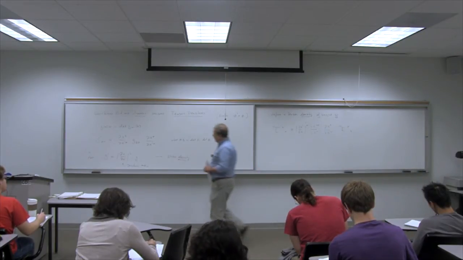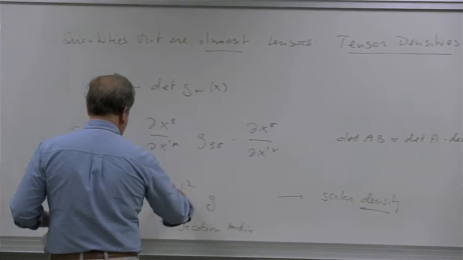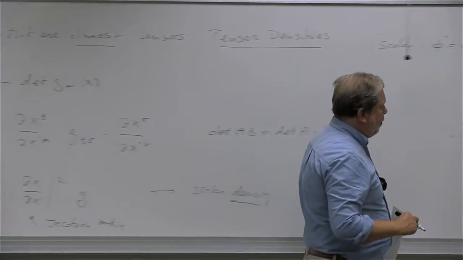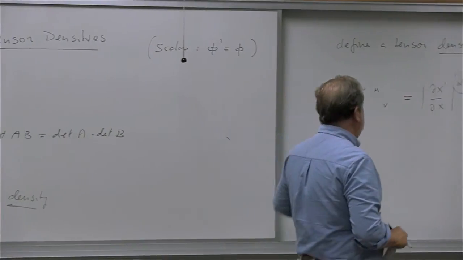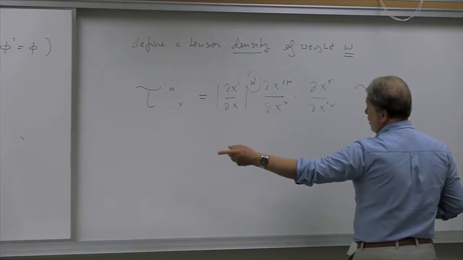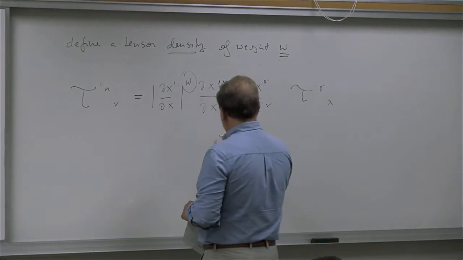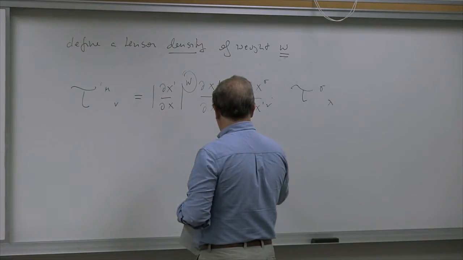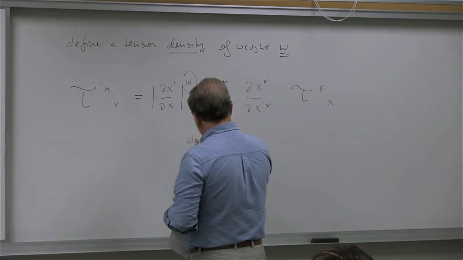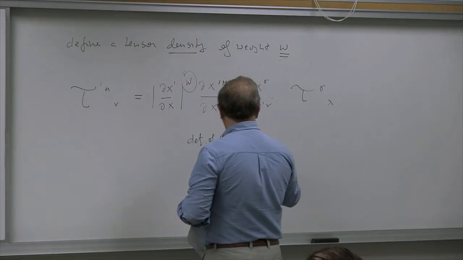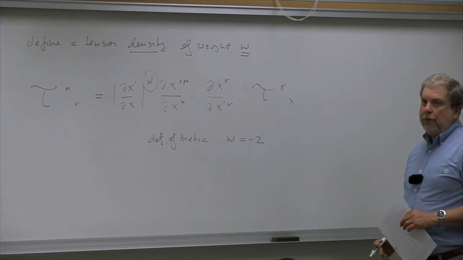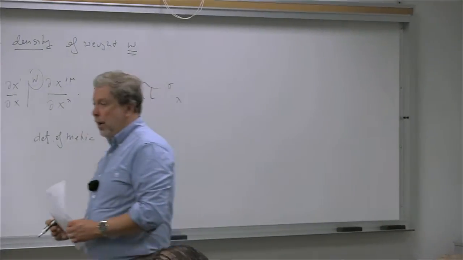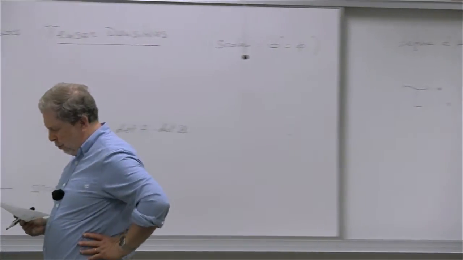So in our case, because of the power 2 here, and the fact that we have defined a tensor density to have a factor which is dx prime by dx and not dx by dx prime as we have it here, then we have that for the determinant of the metric, W is equal to -2. So the determinant of the metric is a tensor density of weight equal to -2, right?